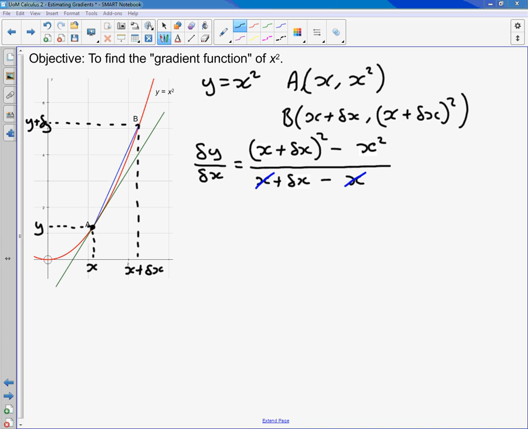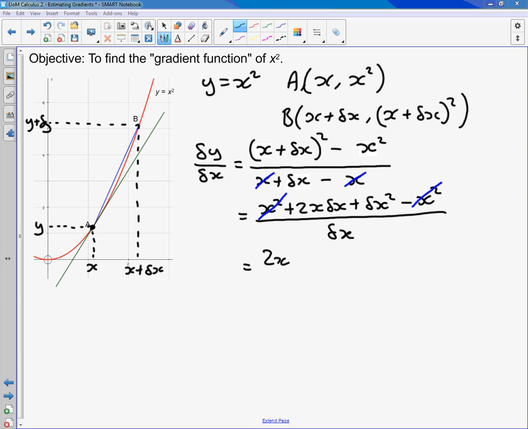Okay, so in our next line, we're going to expand that numerator. So x plus delta x all squared is going to give us x squared plus 2x delta x plus delta x squared, take away x squared, all over delta x. And once again, we see that things cancel out. The x squared and the minus x squared cancel out. So that leaves us with 2x delta x plus delta x squared all over delta x.